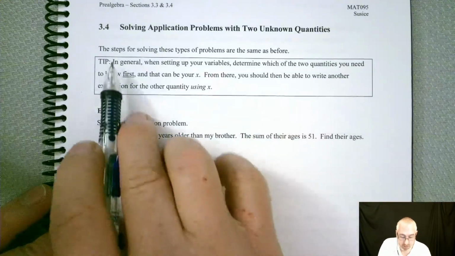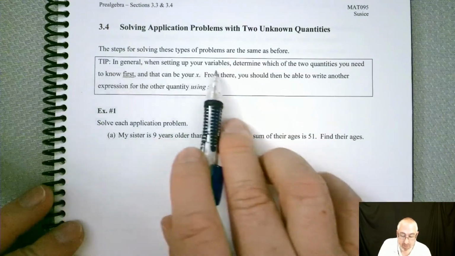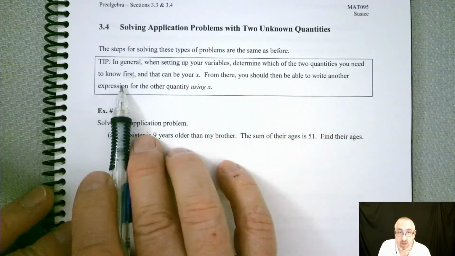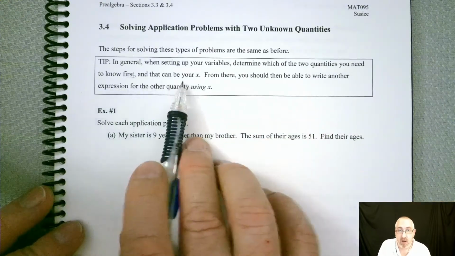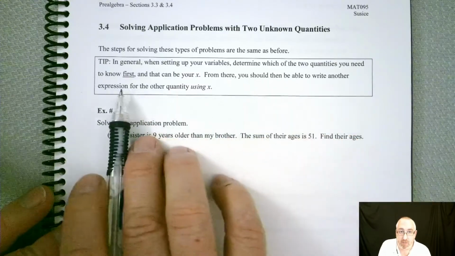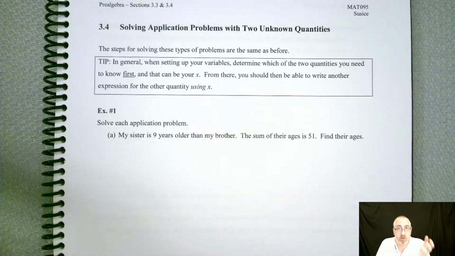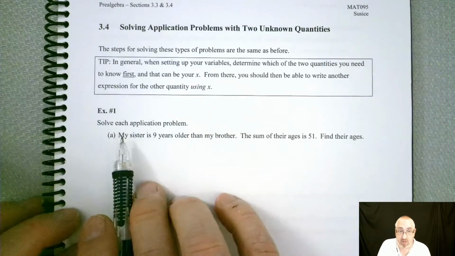But there is a tip. In general, when setting up your variables, determine which of the two quantities you need to know first, and that can be your x. From there, you should be able to write another expression for the other quantity using x. So again, two things that are going to be linked to each other. So let's take a look at the first one.